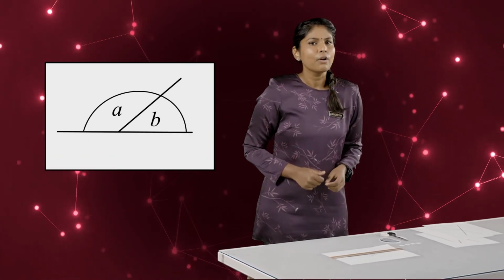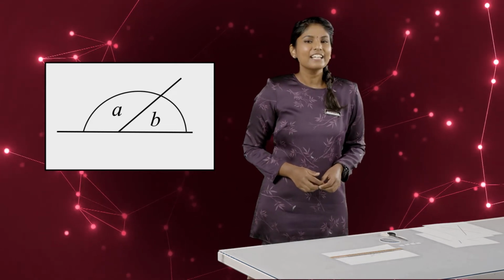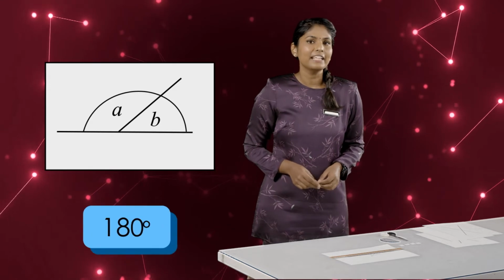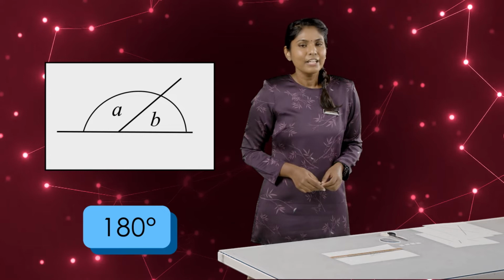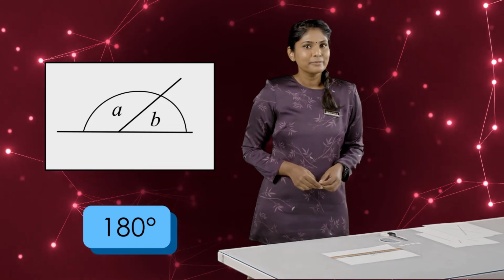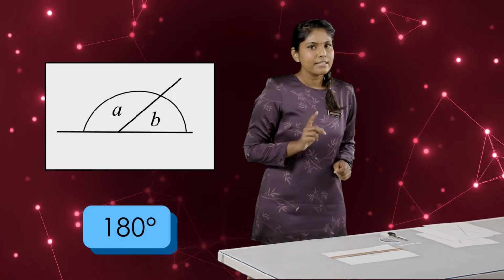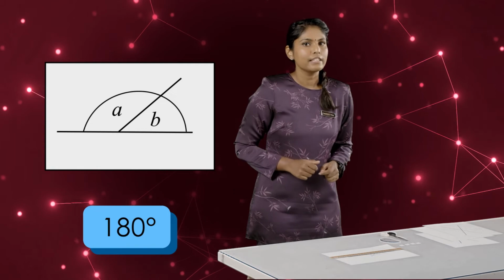Can you recall what the value of the angle in a straight line is? Correct! The value of an angle in a straight line is 180 degrees. If you have a protractor, you can confirm the value. Place the midpoint of the protractor on the center point and line up one side of the angle with the zero mark.